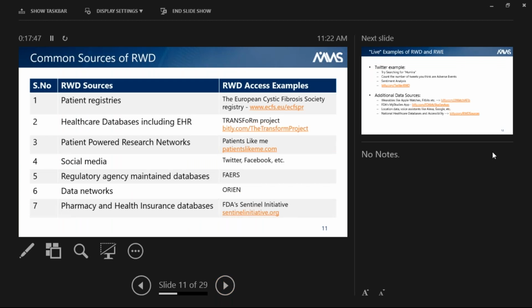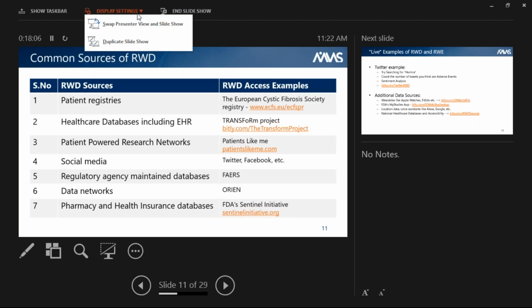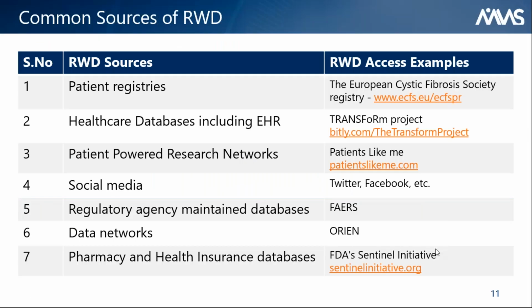When we try to research RWD sources, there are so many. So I tried to filter them down to 7 categories, what I felt was major. The first one is patient registries. For example, we have the European Cystic Fibrosis Society, and then we have healthcare databases, including medical or electronic health records. The Transform Project is a very good example for this. Whenever you have a chance, go to these links and check them out.